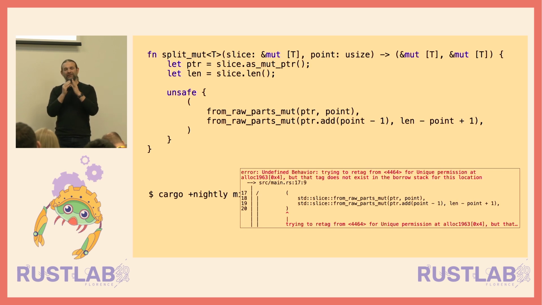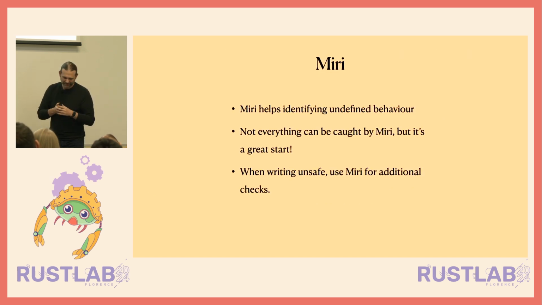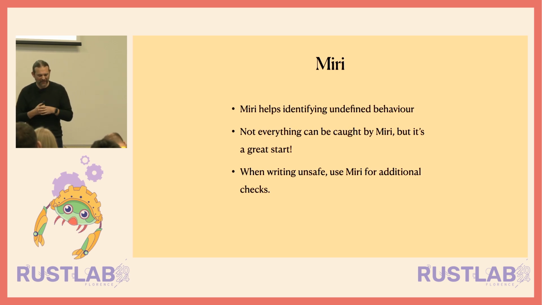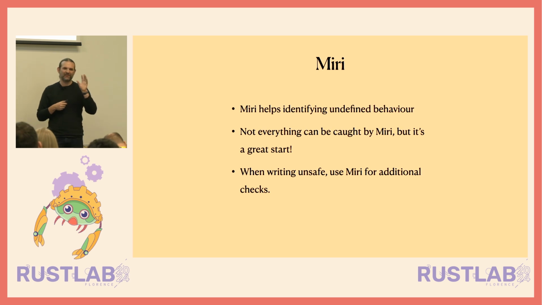So if you have your own safe abstractions on top of unsafe code, test them and run Miri, and it helps you a lot. Miri helps identify undefined behavior. It can't find everything, but it can find a lot. One caveat is that it's highly dependent on the target architecture that you're using, but it's a really, really good start. And it gives you sanity checks for that little piece of unsafe code that you write.